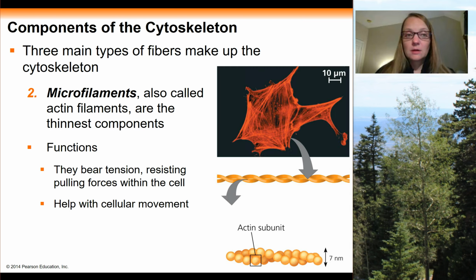All right, second fiber of the cytoskeleton. These guys are a lot thinner than the original microtubules. These are actually the thinnest out of the 3 types of fibers that make up the cytoskeleton. And these are called the microfilaments. The microfilaments are made out of a different kind of protein. This protein is called actin.